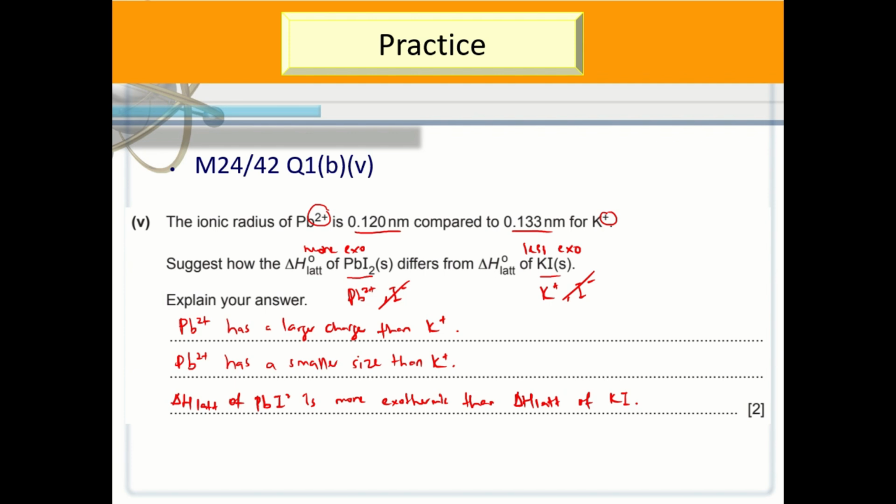Now do not forget that you have to end your answer with one last line, which is stronger ionic bond between which two ions? In this case will be lead-2 ion and iodide ion.